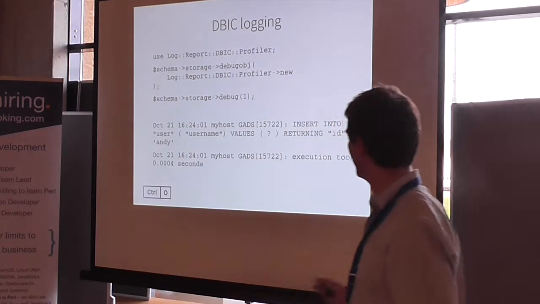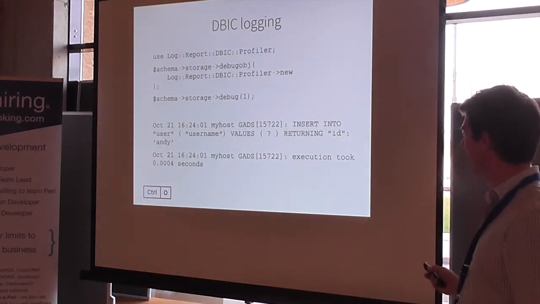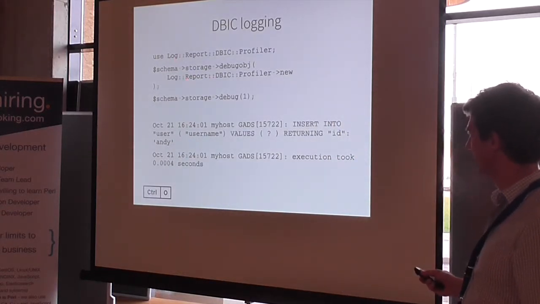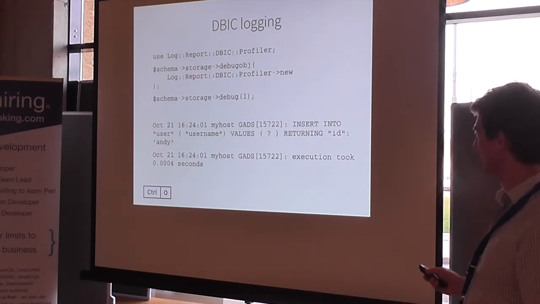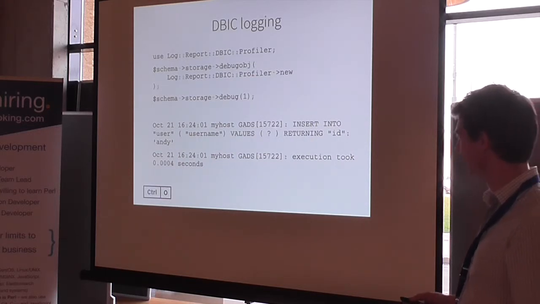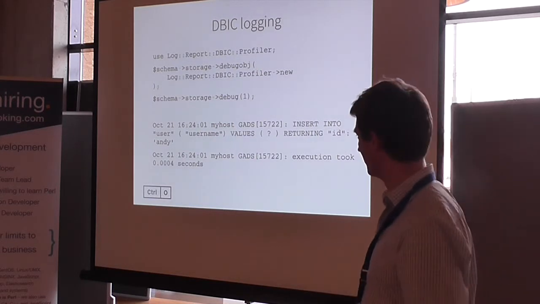There's actually a log report DBIC profiler. And all I need to do is, for those that have seen it before, you can actually add a debug object into your DBIC schema and get it called something. So all I do is I add the DBIC profiler into the DBIC debug object, and that produces this automatically. So just with those couple of lines of code, you automatically get what queries it's running, how long they took to run. Once you turn on debugging.